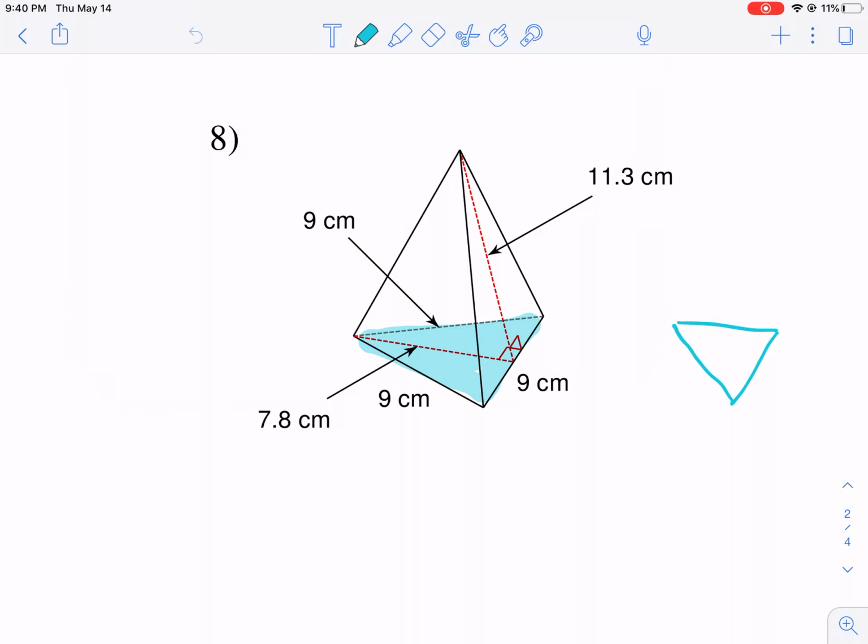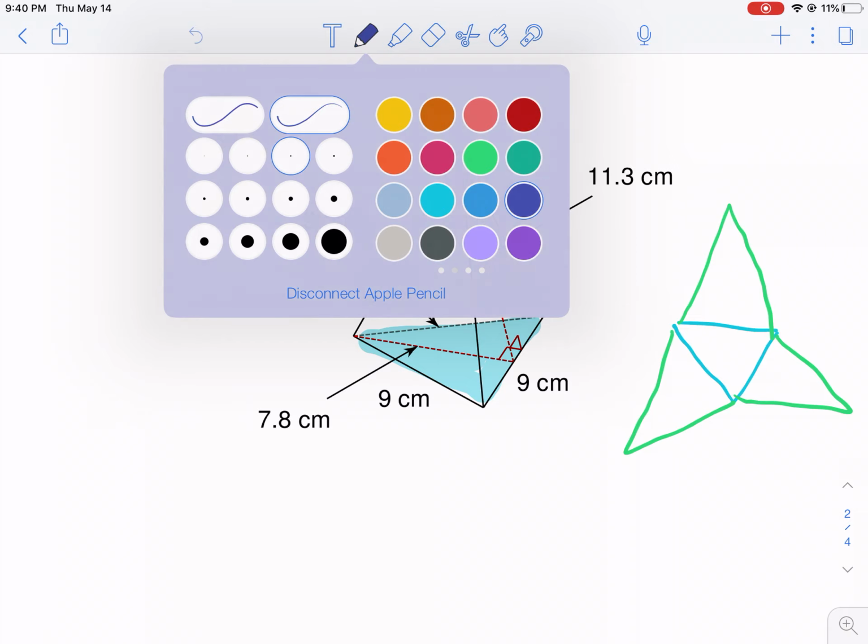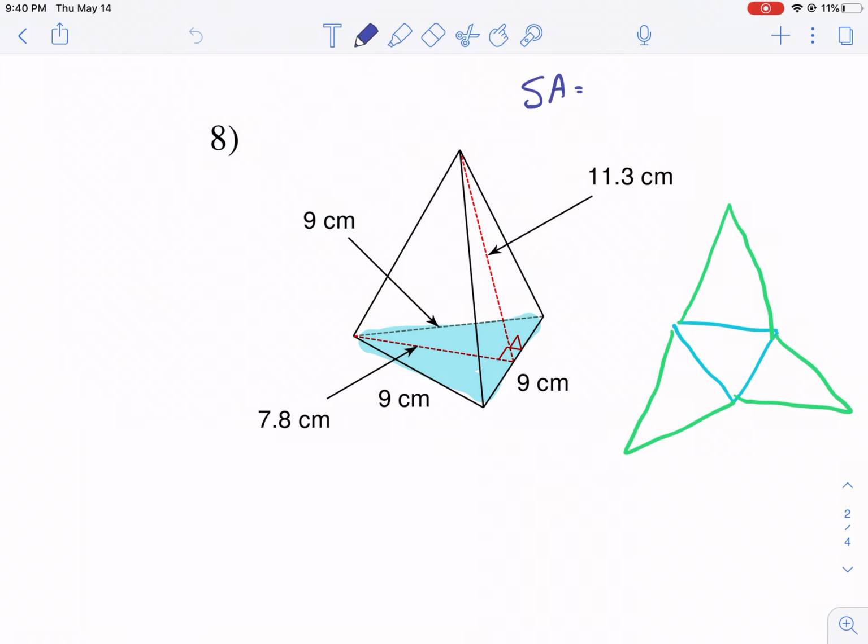Okay, so if I were to fold this down, I'm going to draw in light green. This is what it would look like, something like this. So that's why it's good to be able to visualize. Okay, so this is a similar formula to what we used for the cone. We're going to do the lateral area plus the area of the one base.